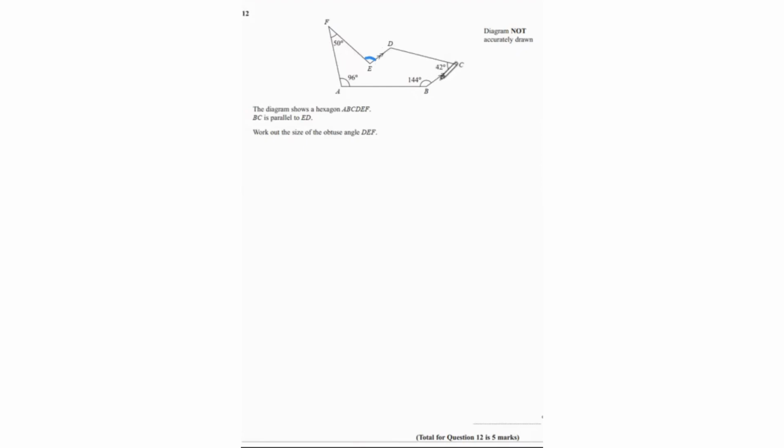So if these two lines are parallel, that means we can find this angle because these two angles are co-interior angles. EDC equals 180 minus 42, which is going to give us 138. Now this is 138. So since we have 1, 2, 3, 4, 5 angles and one is unknown, we can easily subtract them from the sum of angles of a hexagon and find the missing angle.